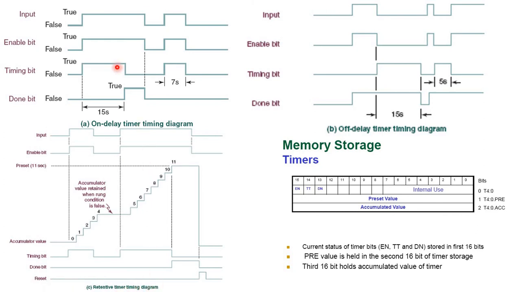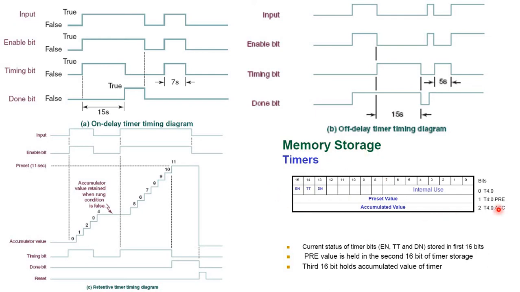Okay, so these are the timing diagrams for the T-on, T-off, and RTO timers. RTO means retentive type timer. But before we go into the discussion about these timing diagrams, let us first discuss the memory storage of the timer.